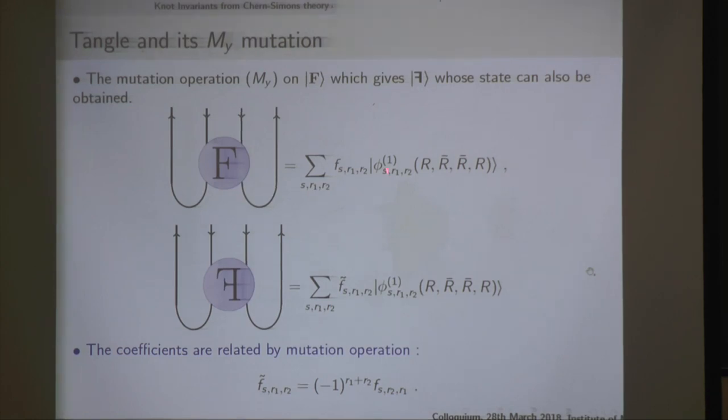What we showed is that we can write the two-tangle in terms of some coefficients, and the corresponding MY mutation done on this two-tangle we can write with F tilde, and these two coefficients are related up to a sign. So if R1 and R2 had no multiplicity, then F tilde will be the same as F. But because R1 and R2 can be 0 or 1, in the 0-1 situation, you do see that it picks up a sign.